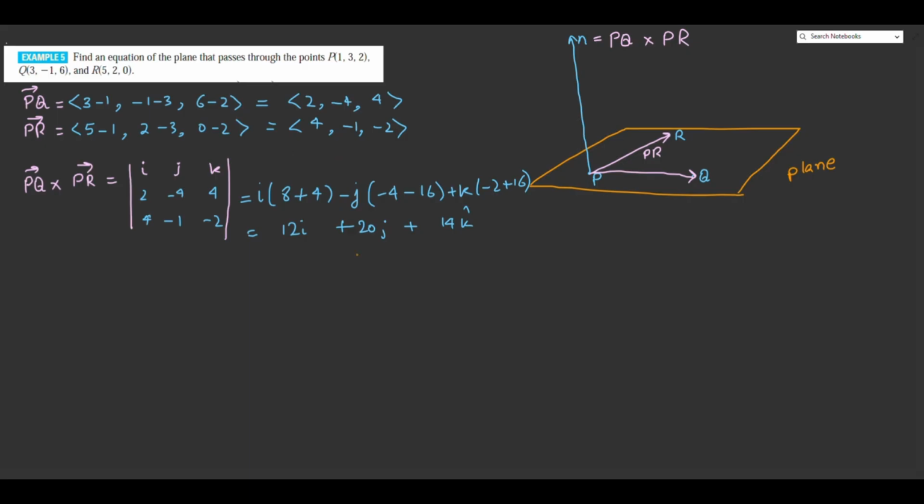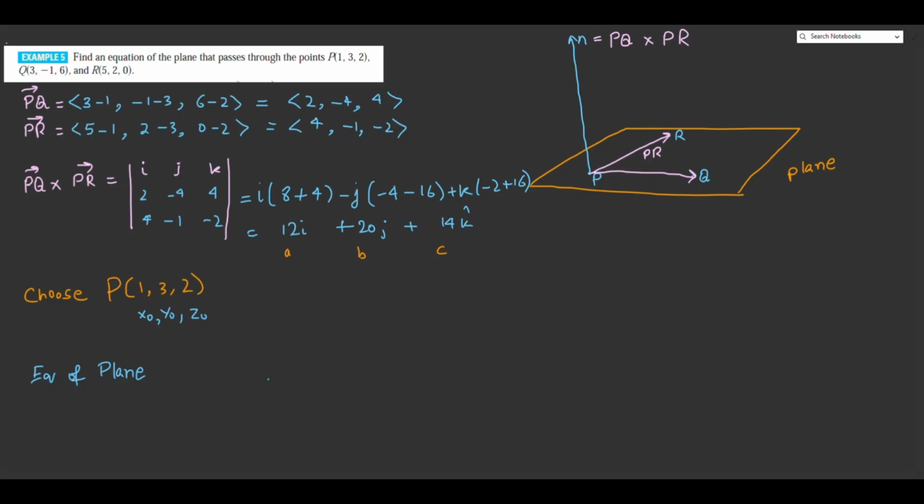So a equals 12, b equals 20, c equals 14. As a point through which the plane is passing, you can choose the point P, or any other point, let's say Q or R. So let's choose the point P. That is, the point P has the coordinates 1, 3, and 2. So what is x0? x0 is equal to 1, y0 is 3, and z0 equals 2. Substituting everything in the equation of the plane, you will get the required plane.